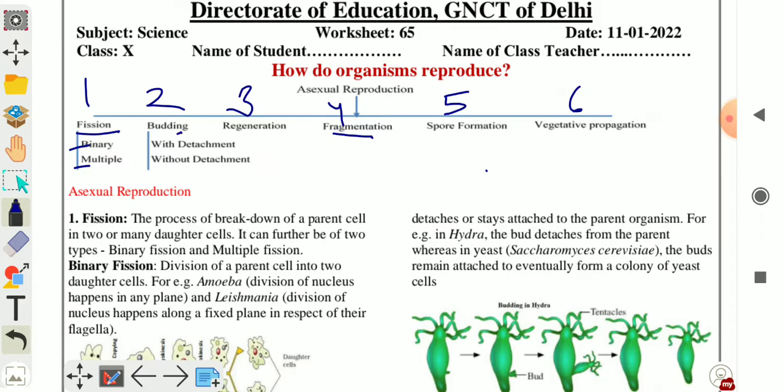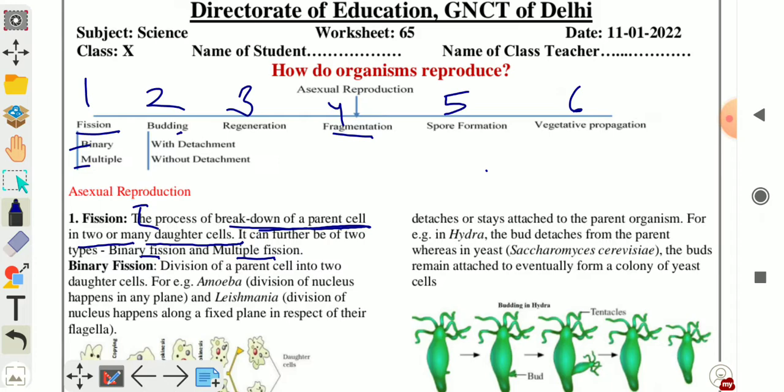In fission, the parent cell breaks down into two or many daughter cells. This process is called fission. Fission means breakdown of a parent cell into two or more than two daughter cells. It can further be divided into two types. First one is binary fission and second one is multiple fission.